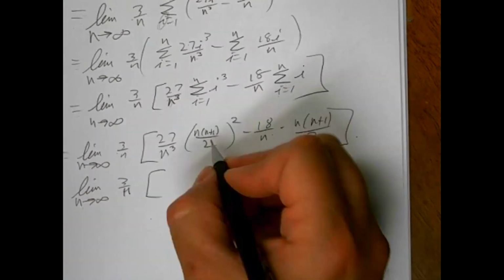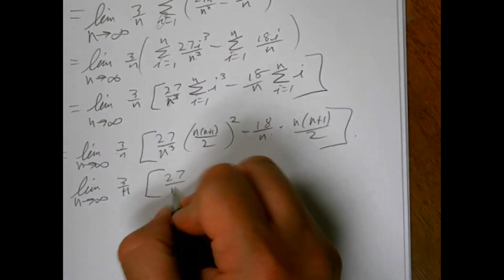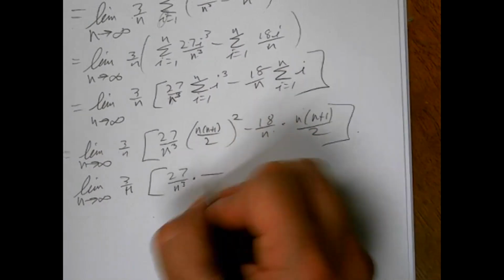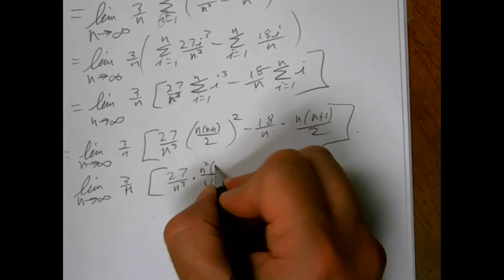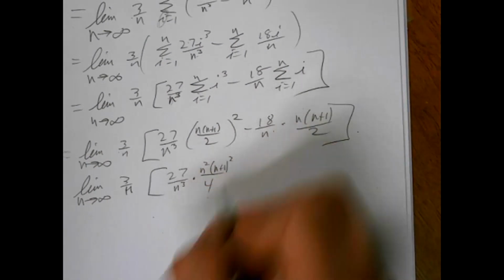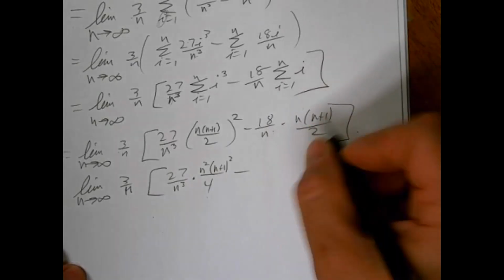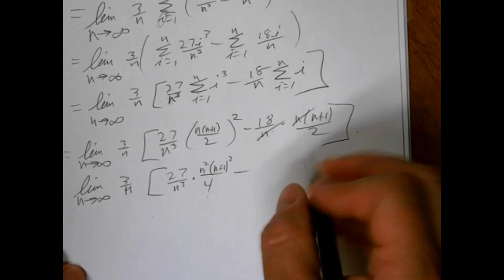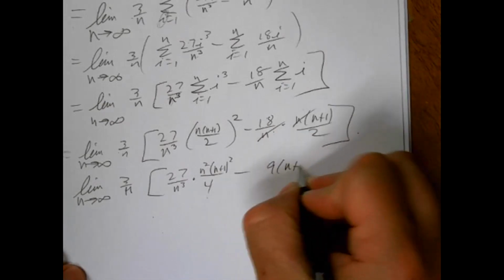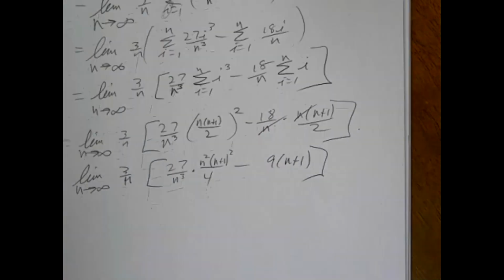Okay, what's going to happen here is I'm going to have the 27, the n cubed, 2 squared is a 4. You're going to have an n squared and an (n plus 1) squared. I'm basically just going to distribute that square. Minus, here, what would be simplest to do is just let the n's cancel. And 18 over 2 is a 9. So that would be easy right there to handle.